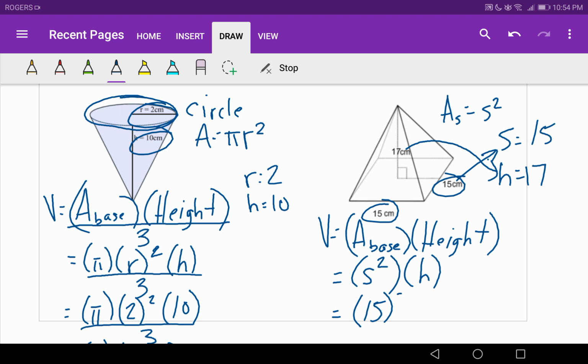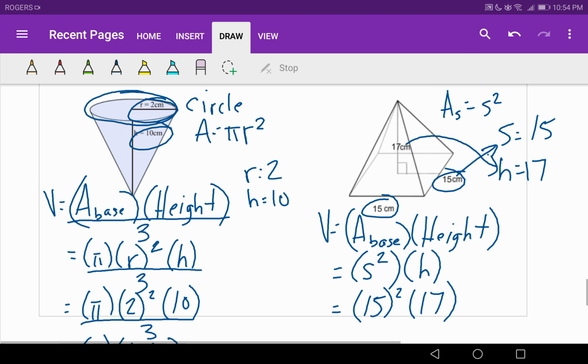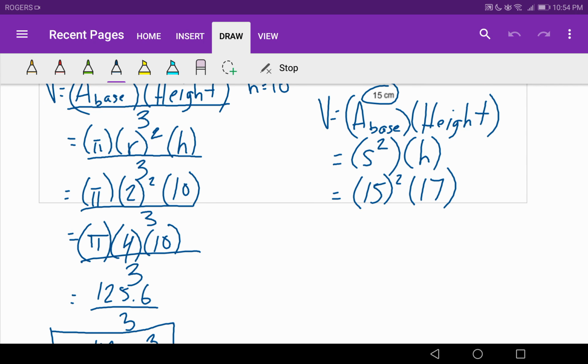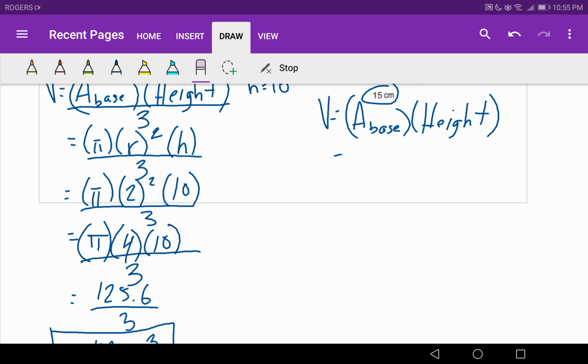So I'm going to plug those numbers in here and do 15 squared. So I replace s with a 15. And I'm going to replace h with my 17. Okay, and you will get... Oh, I forgot here. Okay, let's be careful here. Let's not make that same mistake that I just did. I forgot about the divided by 3.